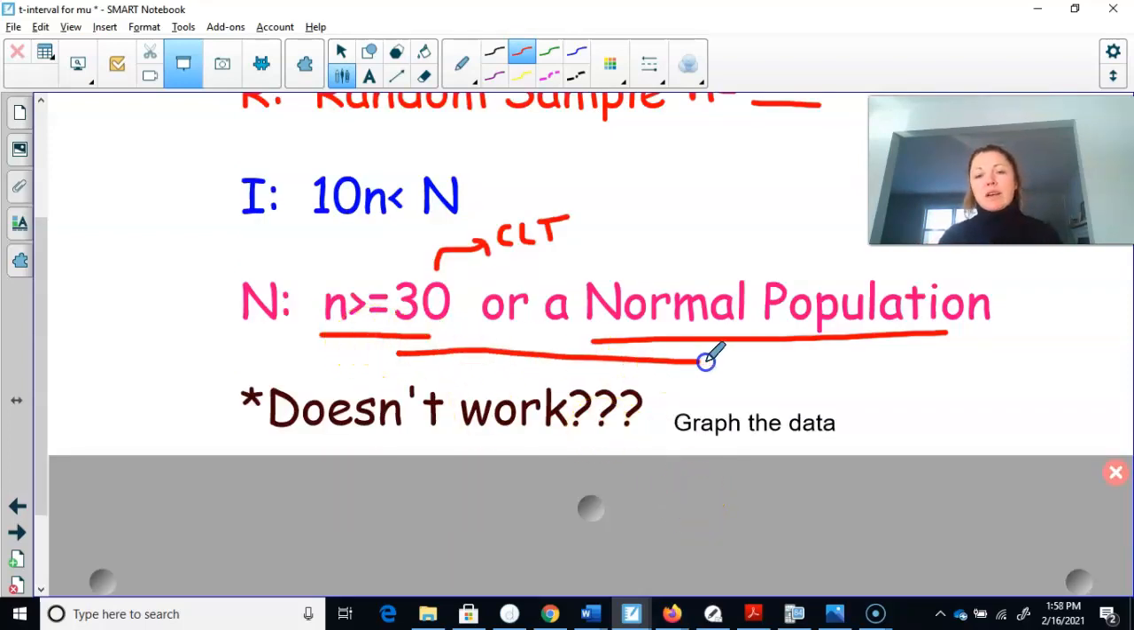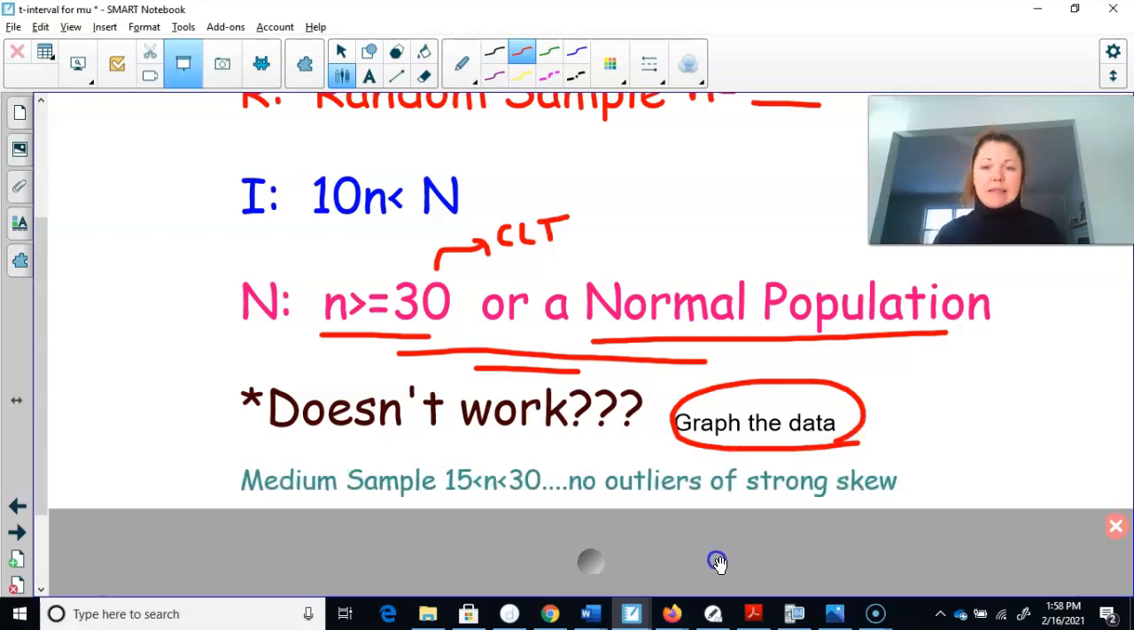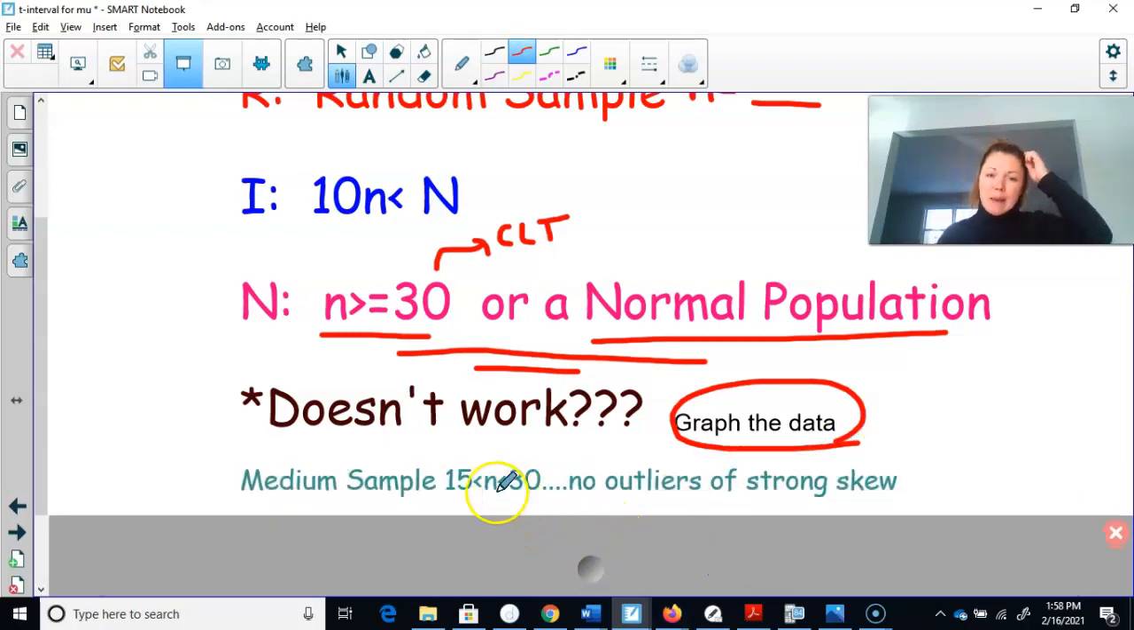If these don't work here, the first thing that we want to do is graph the data. And then we look at it and say, okay, what is our sample size? Do we have a medium sample size? If we have a medium sample size, that means that 15 is less than n, which is less than 30. Again, this medium is my word. It is not in any textbook. It's just my word for teaching.